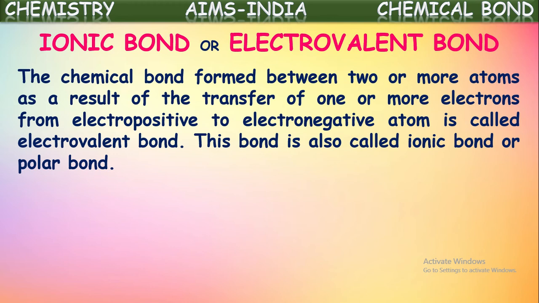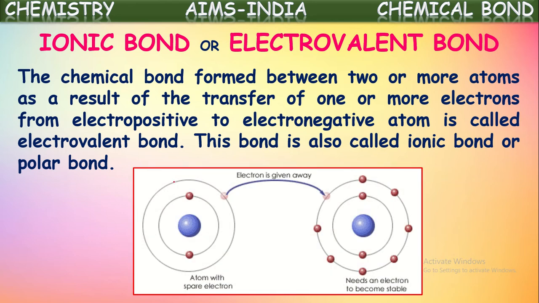This ionic bond is also known as polar bond because it is formed by the transfer of electrons from an electropositive atom to an electronegative atom. The atom which lost electrons will form a positive ion. At the same time, the atom which gained one or more electrons will form a negative ion. In that way, charged particles are formed and between them an attractive force is created, and hence this bond is also called a polar bond.